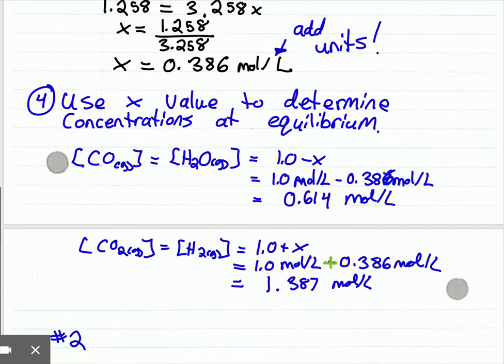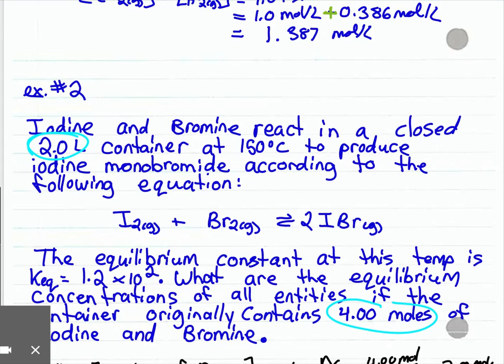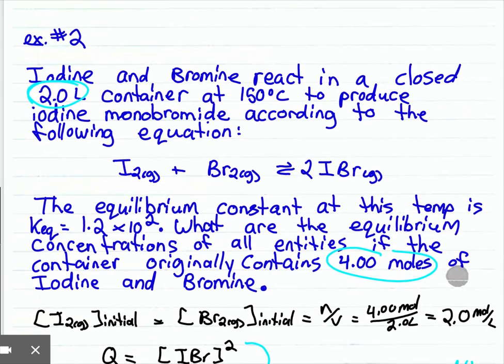All right, so I would suggest that you copy down the second example I have here and give it a try on your own. We have iodine and bromine react in a closed 2.0 liter container, 150 degrees Celsius to produce iodine monobromide, according to this equation. The equilibrium constant at this temperature is K equilibrium equals 1.2 times 10 to the 2. And we want to know what the concentration is at equilibrium for all entities if the container originally contains 4.00 moles of iodine and bromine.